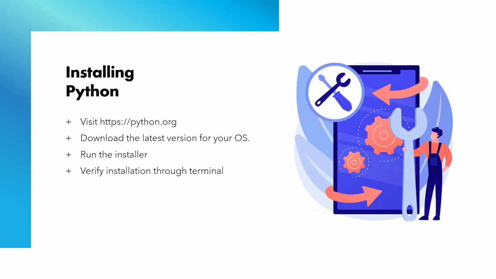Now, we're going to install Python, and the first thing we're going to do is go to the official website of Python, which is python.org. We're going to download the latest version of Python that is compatible with our operating system, run the installer, and verify that the installation was successful. So without wasting much of our time, let's launch our browser, download Python, and subsequently install Python.